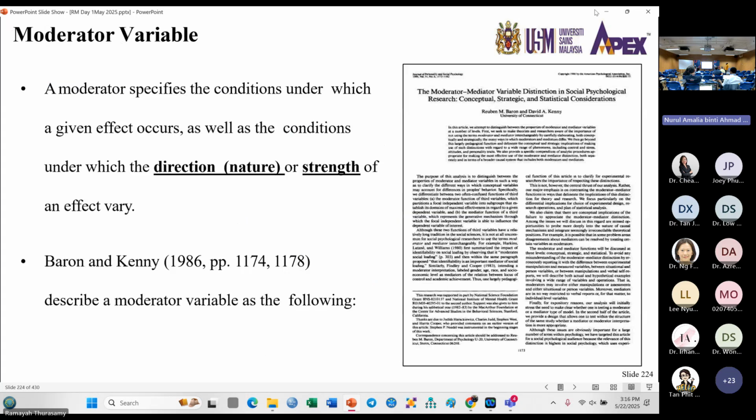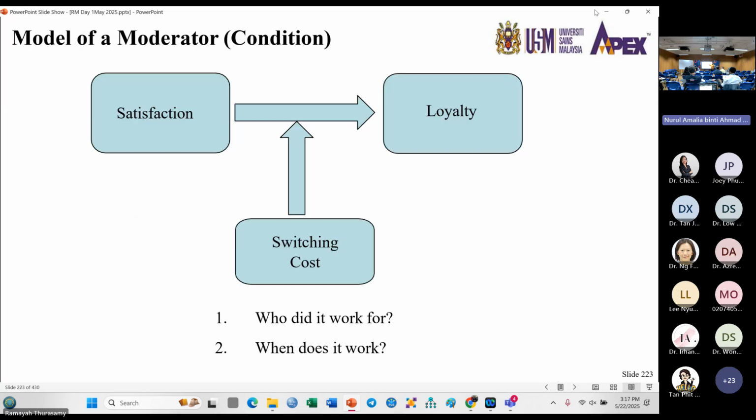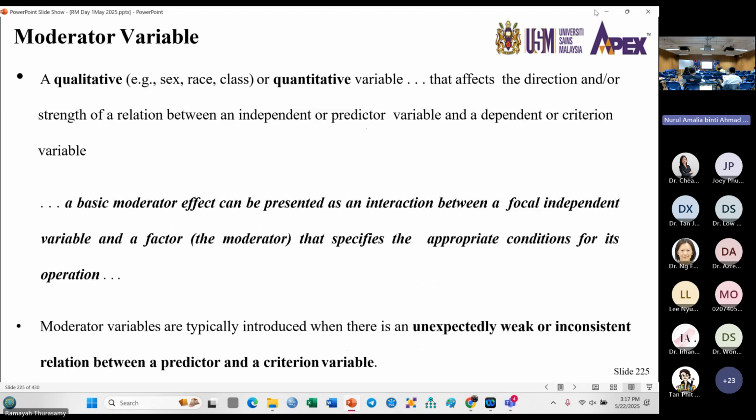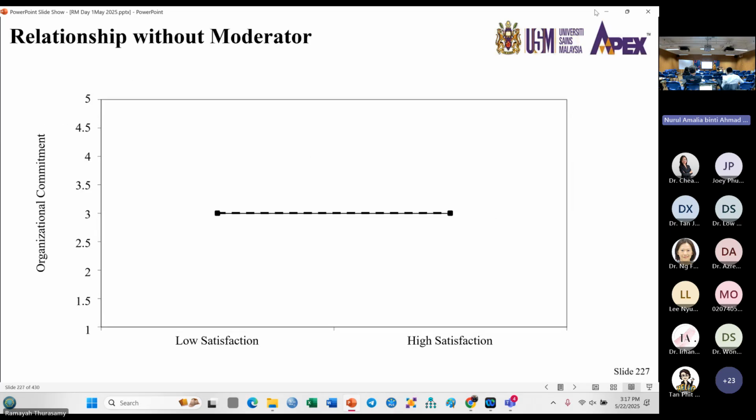When we do moderation analysis, we are actually checking two things: the direction or the strength. What it means is, originally they should work the same for both groups, but now the argument is that the relationship is different for male compared to female. So when we draw the model like this, we have an independent and a dependent. Satisfaction is your independent, commitment is your dependent. What is the relationship between satisfaction and commitment?